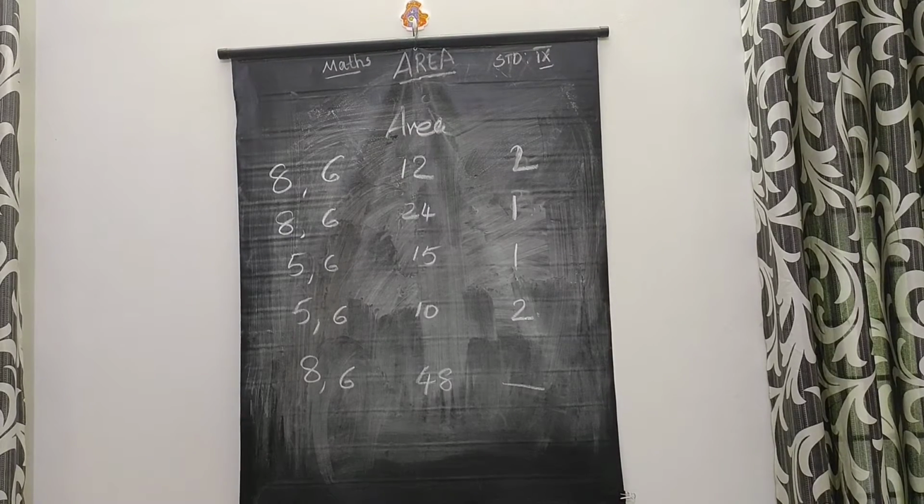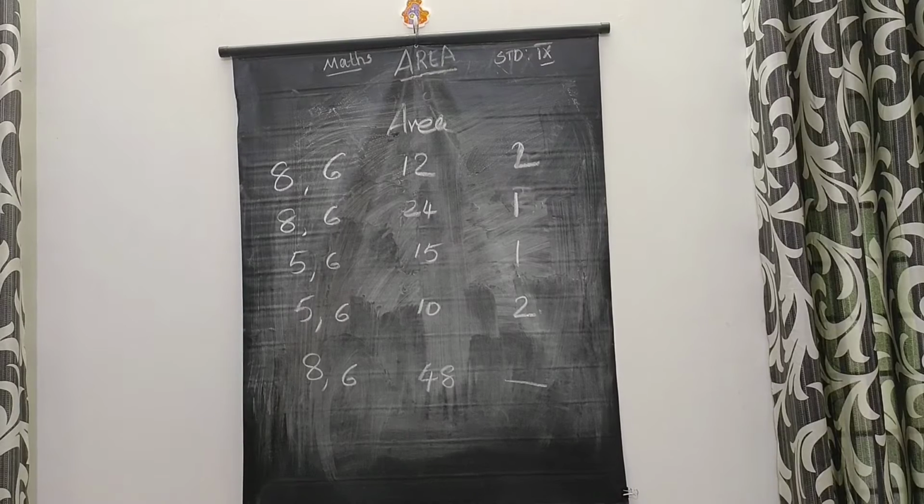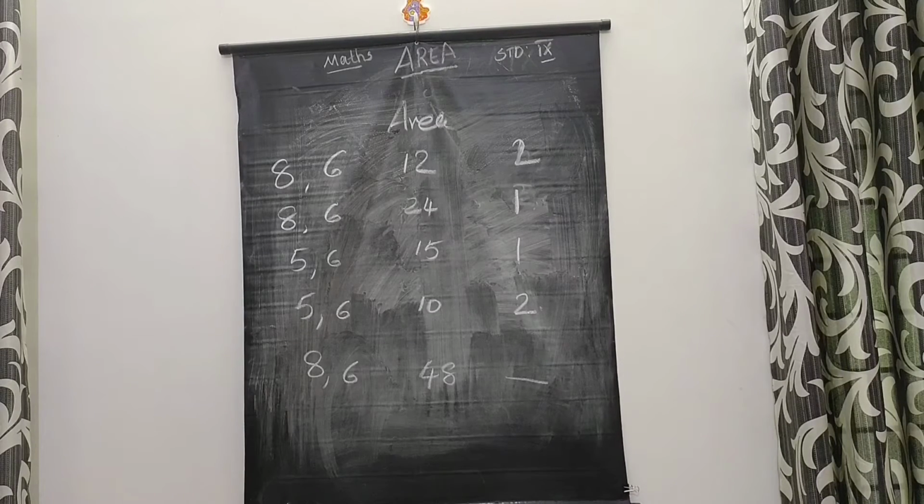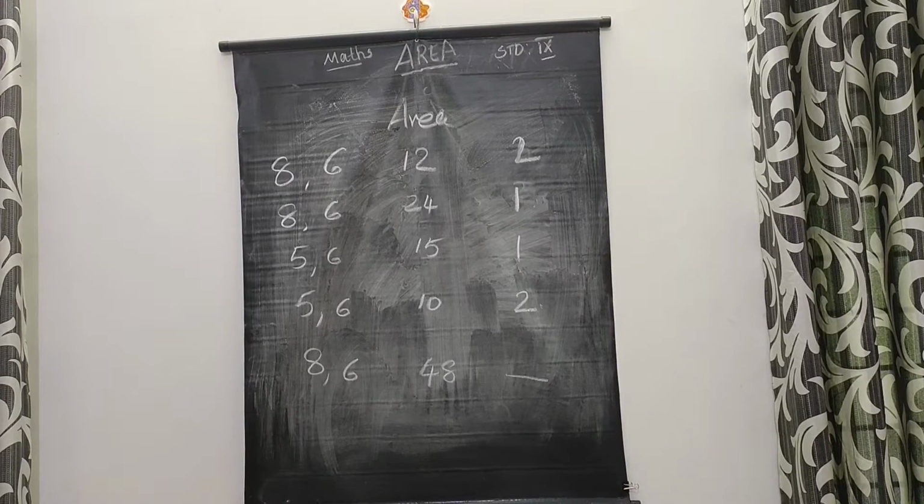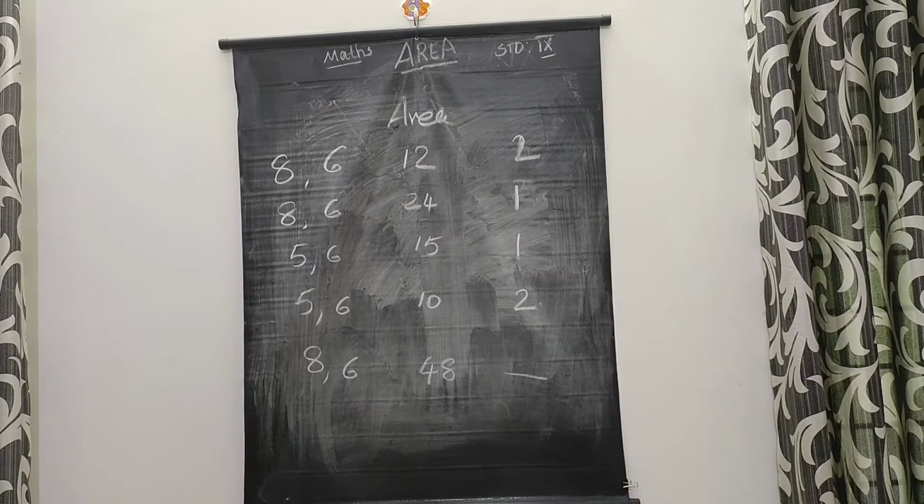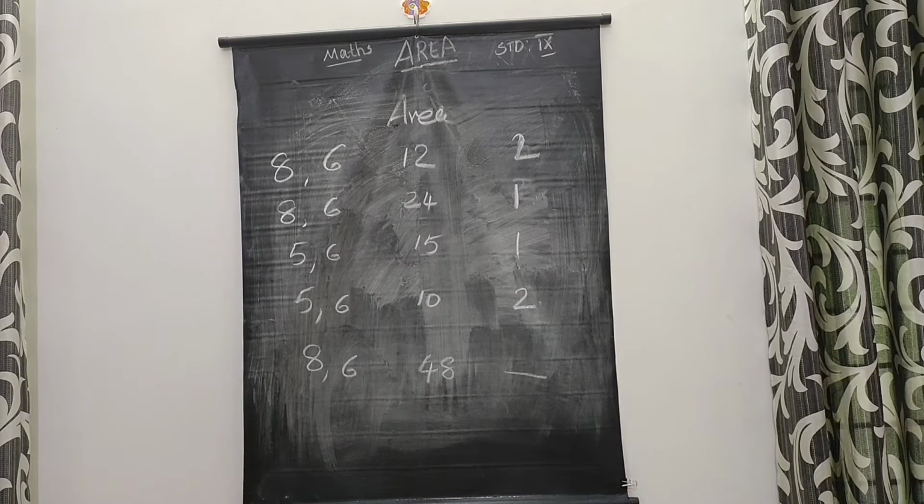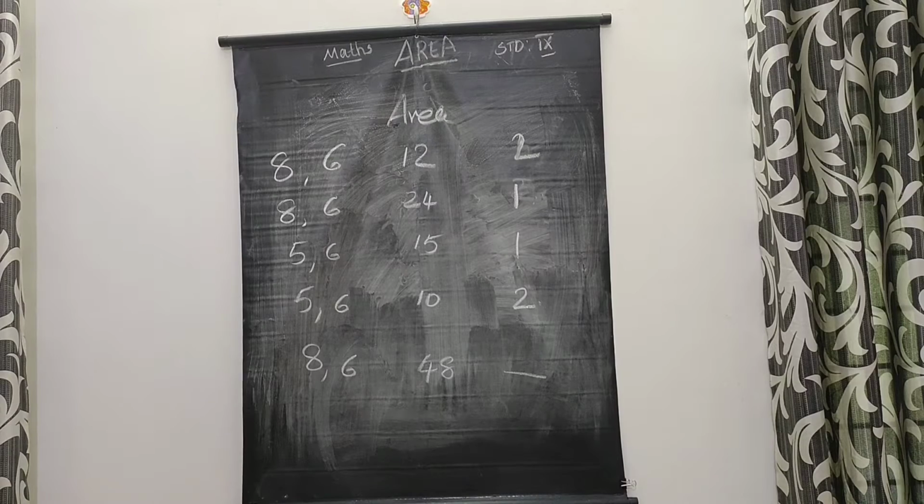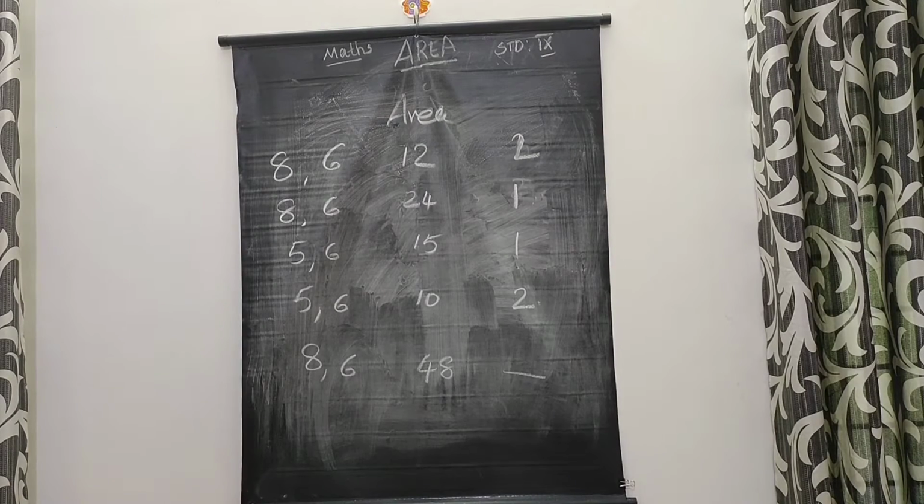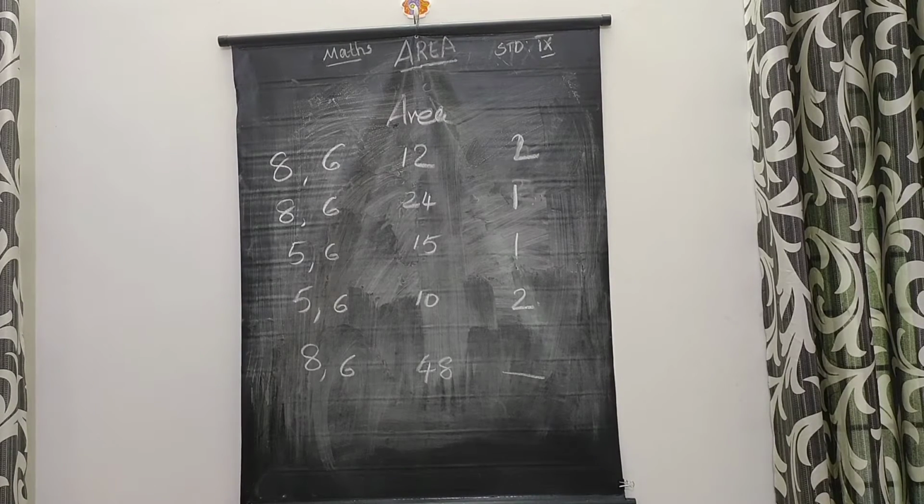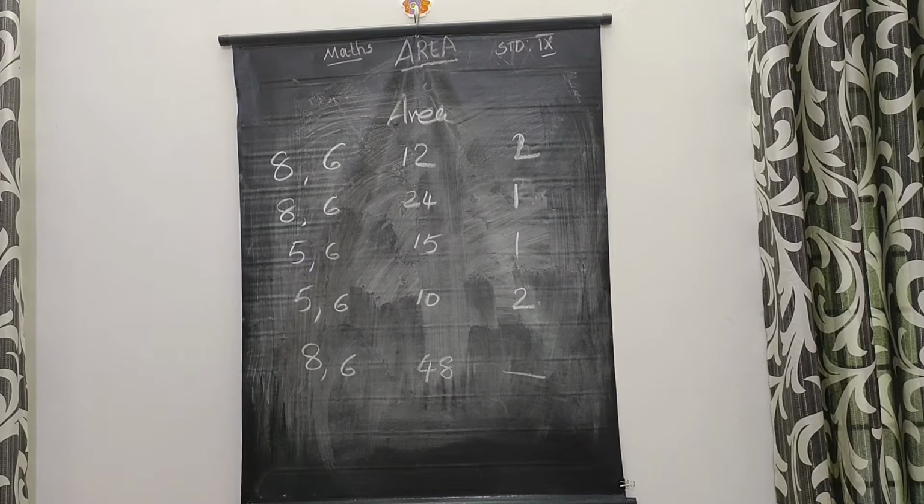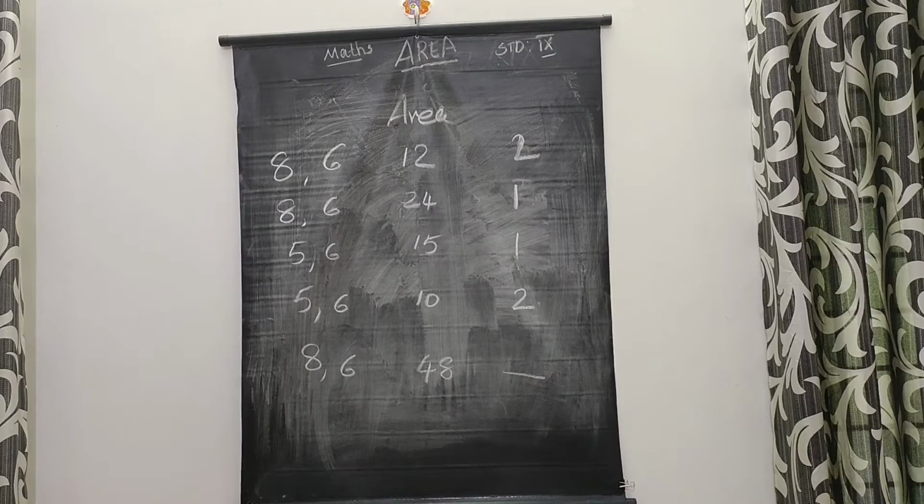And the last one, the sides 8, 6 and the area 48, it means the area equals the product of the sides. In that case we cannot draw a triangle. That means if the area is more than half of the product, then we cannot draw a triangle. Okay, understood?